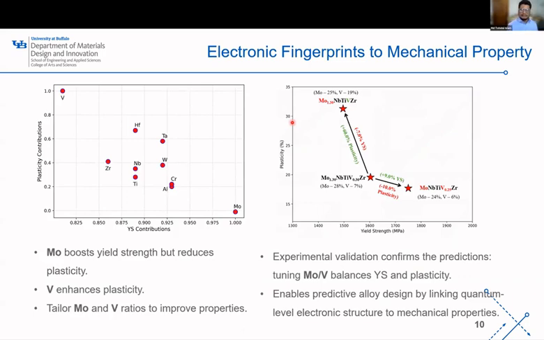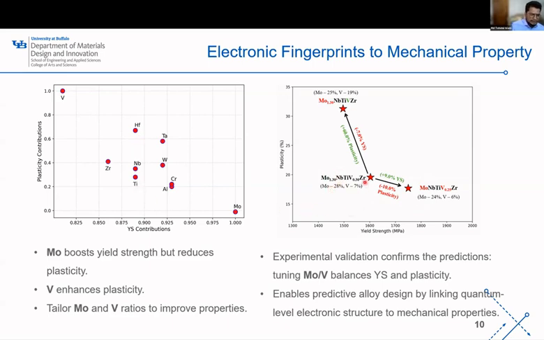In this slide, we analyze the influence of individual elements on properties, for example, yield strength and plasticity. And we found that molybdenum enhances yield strength and reduces plasticity. We also found that vanadium promotes plasticity in the alloy. This is important because now we can design alloys by tuning the molybdenum and vanadium balance and their ratios in the alloy. And in the figure on the right side, we have three experimental alloys that can be used as support of our findings from the figure on the left.